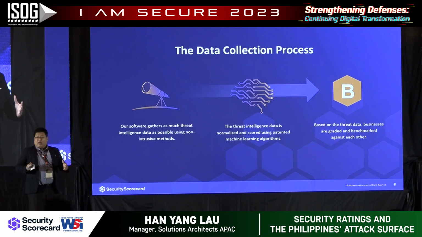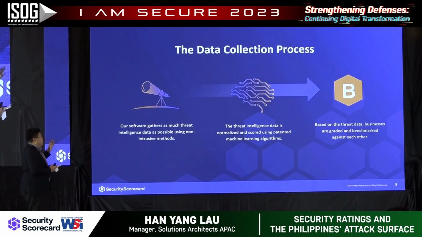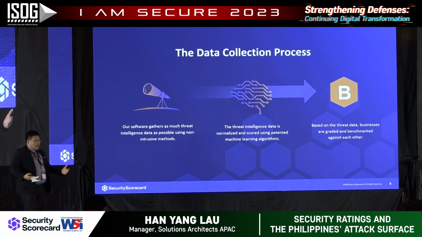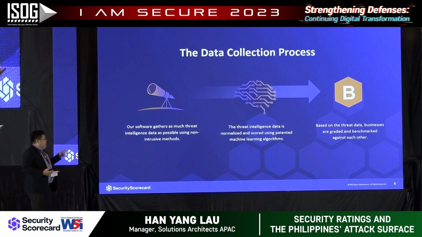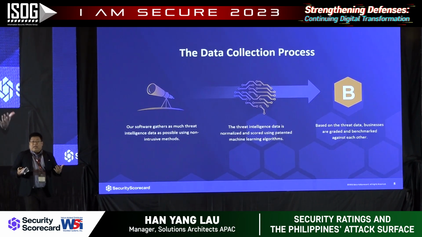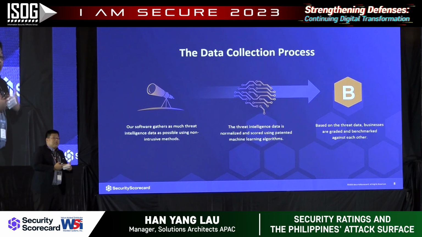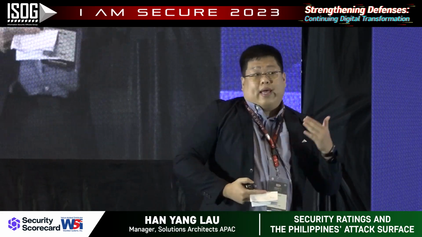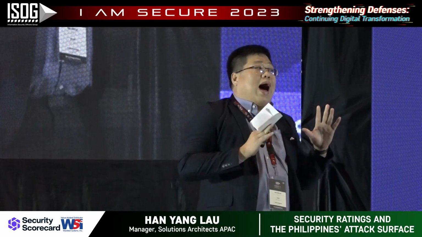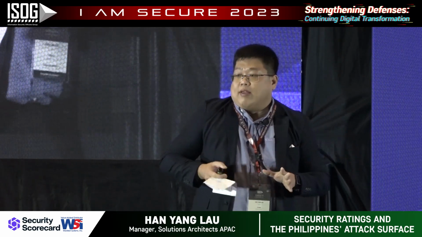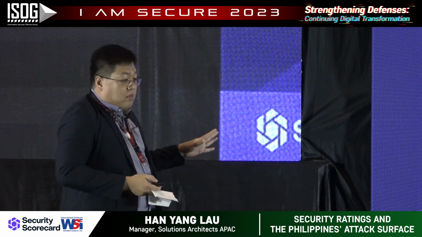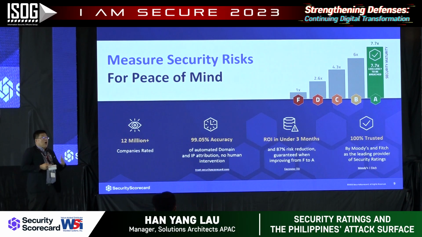That data set, those statistics that we saw earlier, comes down to the ability to gather that data, look at it from an intelligence perspective, normalize that data and score it. So if we can give a security scorecard to every organization, whether they're A, B, or F, you know instantly how they are performing from a cybersecurity perspective. And this is what we're doing. We measure organizations. We have about 12 million organizations in our platform, and we continuously build on that.